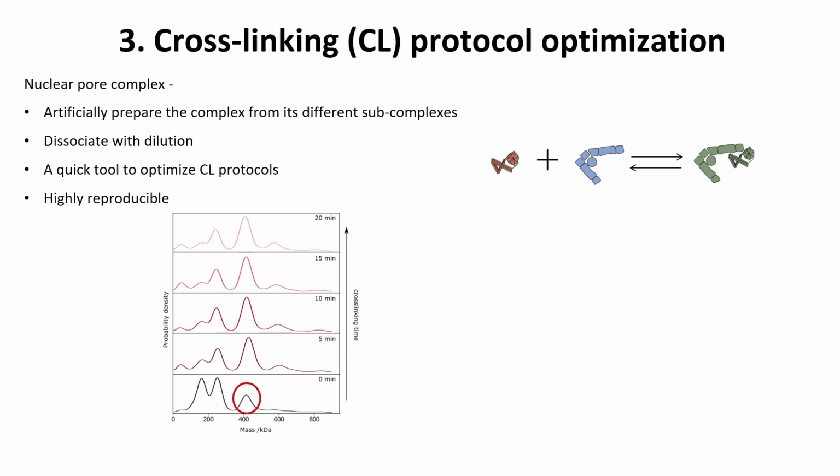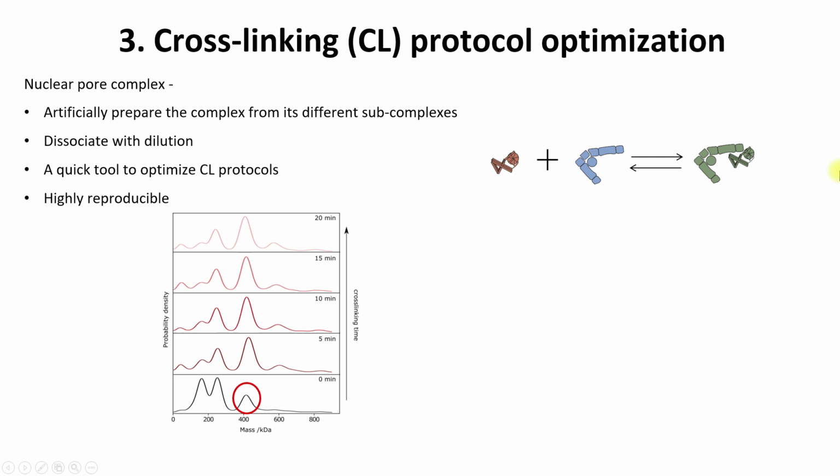Of course, ideally you want to do it in a high throughput manner, otherwise it will be too complicated to optimize. Specifically with the nuclear pore complex, there are two complexes. This is complex 1 and this is complex 2, and you combine the two, and then you get the full, what we call nuclear pore complex 3. And it dissociates with dilution. So we wanted to create a quick tool to optimize this protocol.